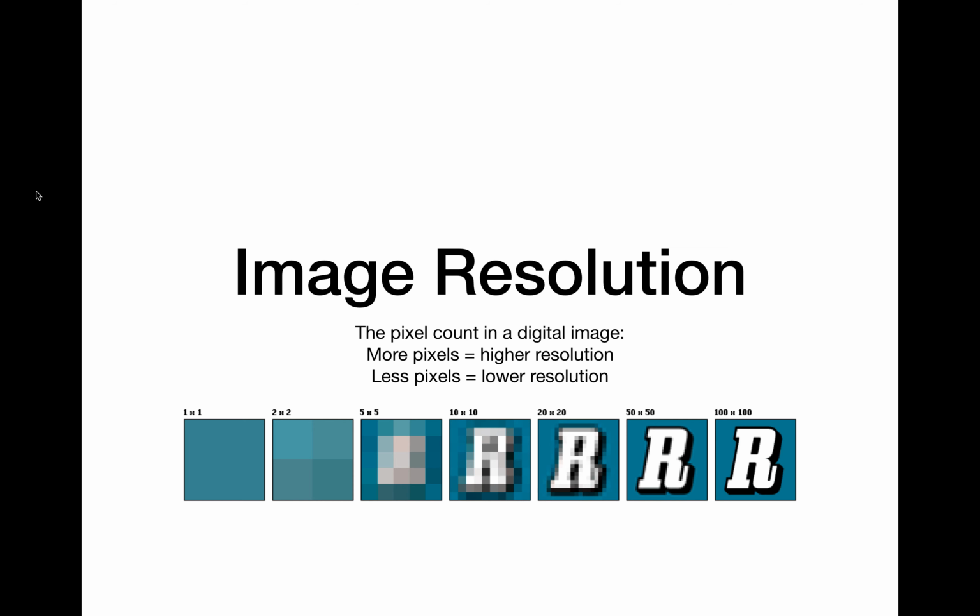So the amount of pixels really matters in terms of the resolution of your file. So you always want to make sure that you understand how many pixels your file has and that you're actually working with the correct resolution.